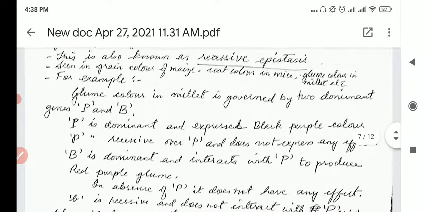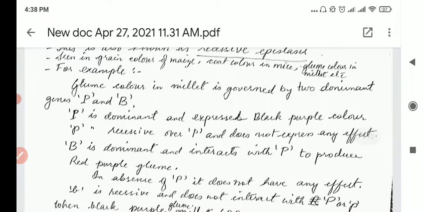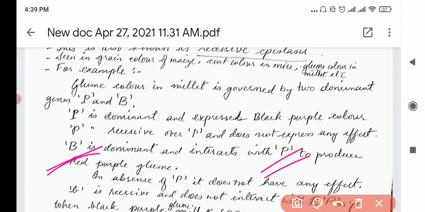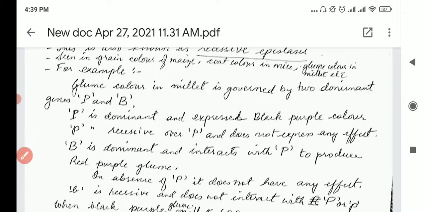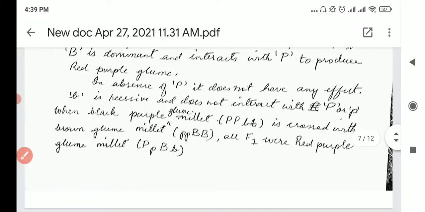So let's see, for the example, I've given you the glume color in millet. So capital P is dominant and it shows black purple color. Small p is recessive. Capital B is dominant, but it needs to interact with capital P to produce red color. Okay, so B is dominant, but it needs to interact with this one to produce a red color. When P is not there, it does not have any effect. Okay, in the absence of P, no effect is there.